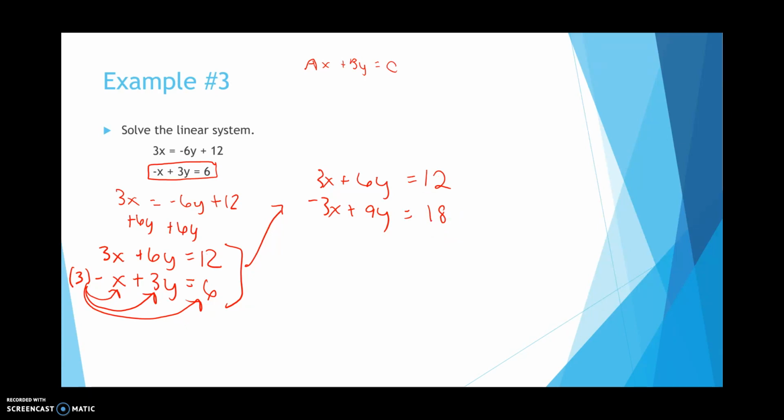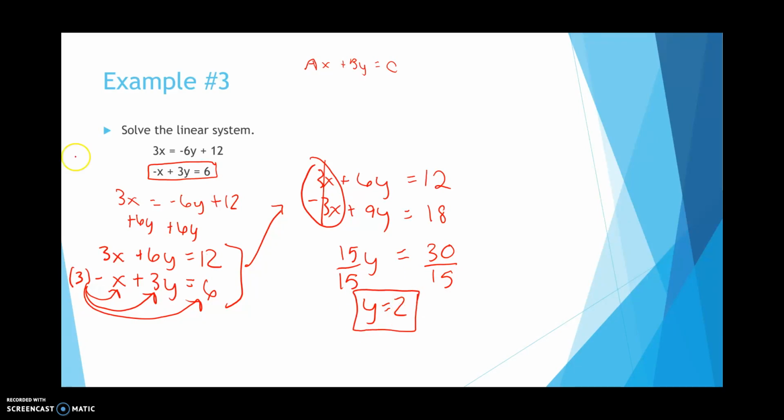So now everything's lined up, I can cancel the x's, that becomes 0. 6y plus 9y is going to give me 15y equal to 12 plus 18, which gives me 30. Divide 15 to both sides. So my y is going to give me the value of 2.